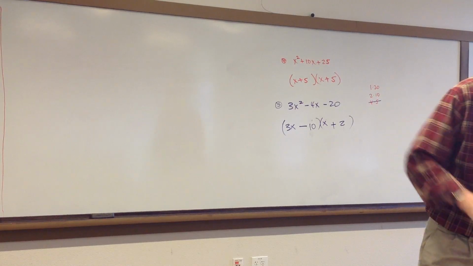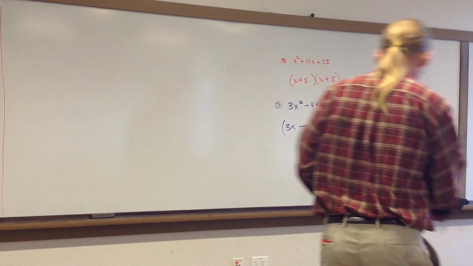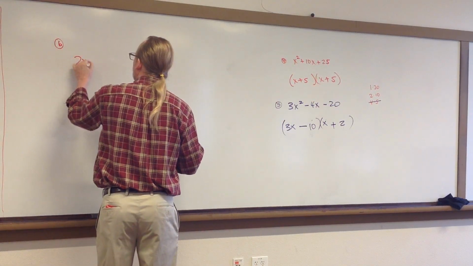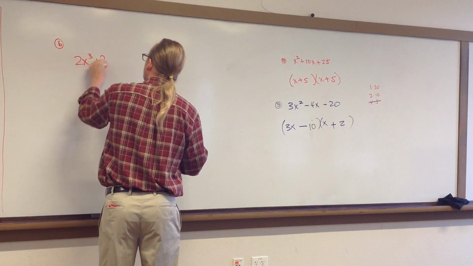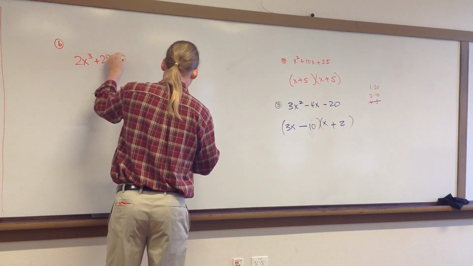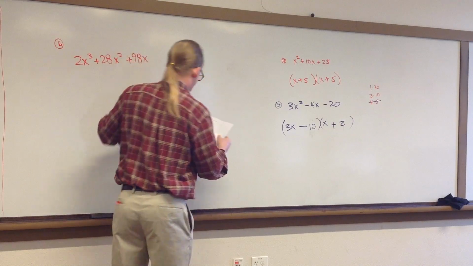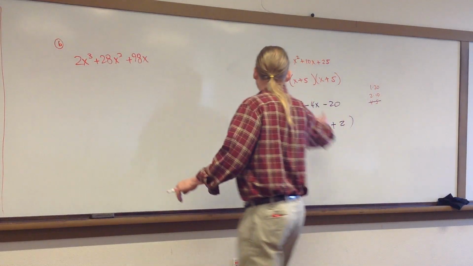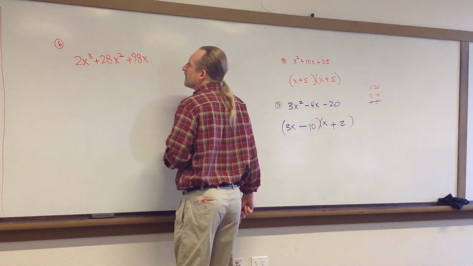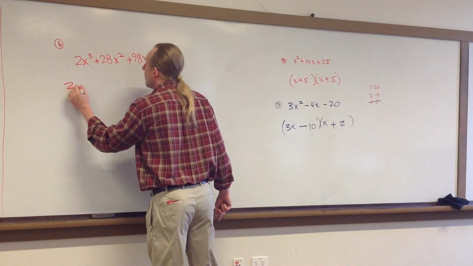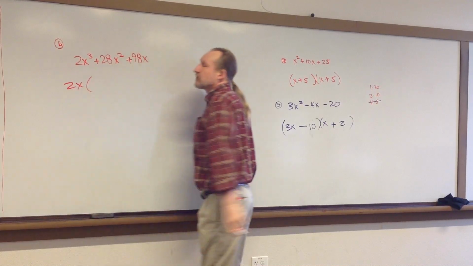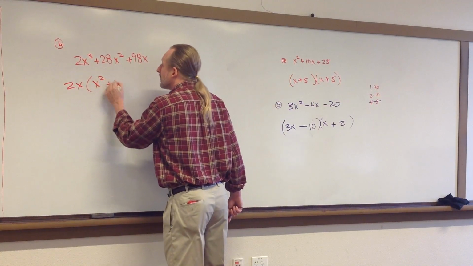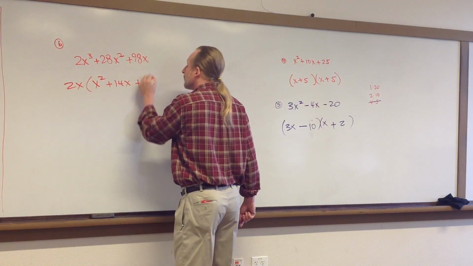Okay, problem 6 also has 3 terms, but in this one it looks like you've got a common factor that you should factor out first, before you try to split this up into binomials. So we've got a common factor of 2 in the coefficients and x in the variables. So what's going to be left here? We're going to have 1x squared plus 14x plus 49.